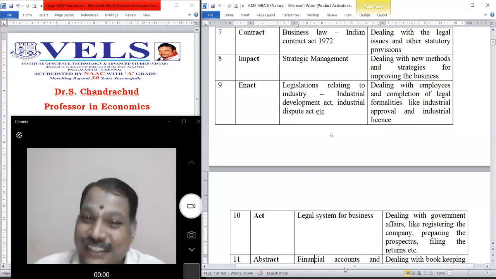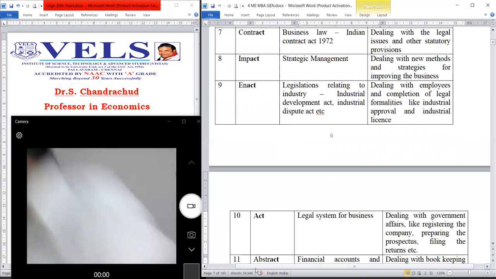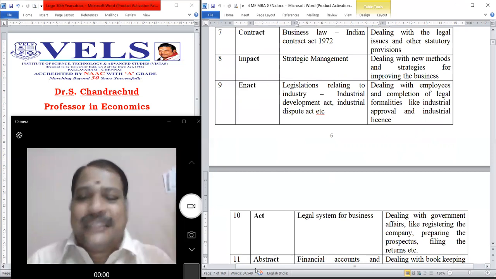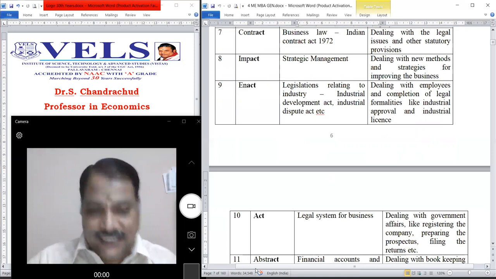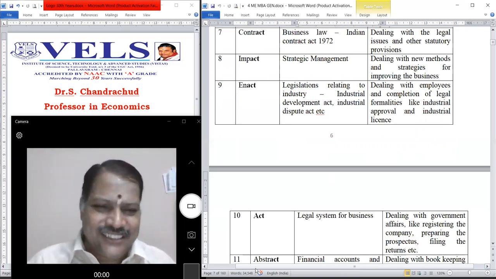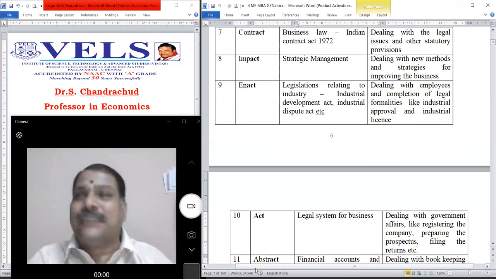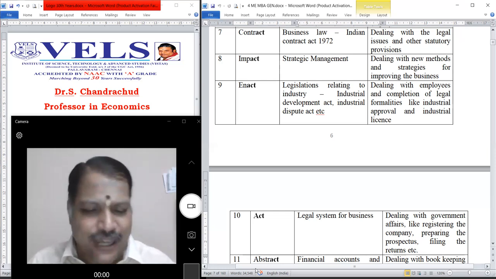The next keyword is enact. What are the functions related with the enact? The next keyword is act, the legal system for business. It deals with government affairs like registering the company and preparing the prospectus. Even filing a return comes under this particular category.